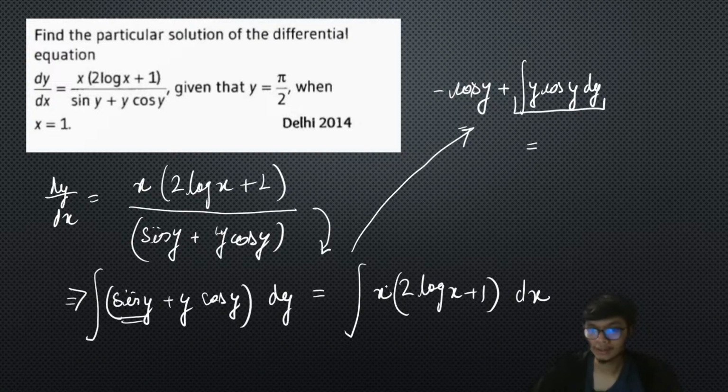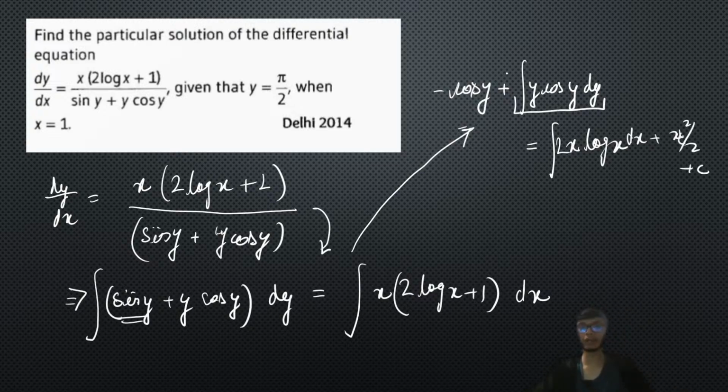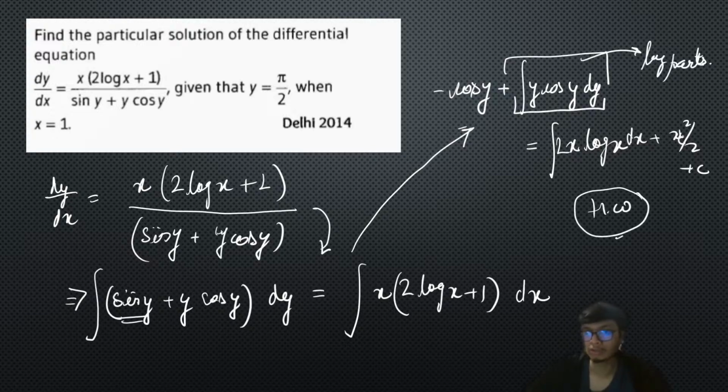And it equals, this part is 2 times the integration of x into log x plus the integration of x dx, which is x square by 2. So I can simplify and write it as x square upon 2 plus some constant, right? Now it is up to you how you solve this by parts. So I am leaving this part as homework. I hope you will solve this part and come up with the answer, right? From here you have to actually solve this problem.